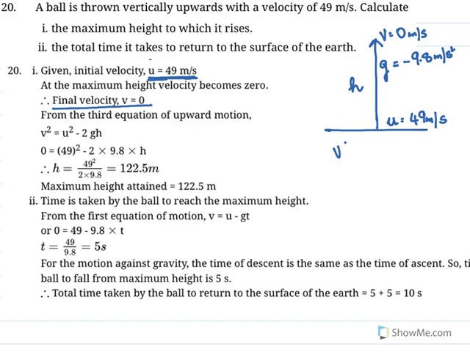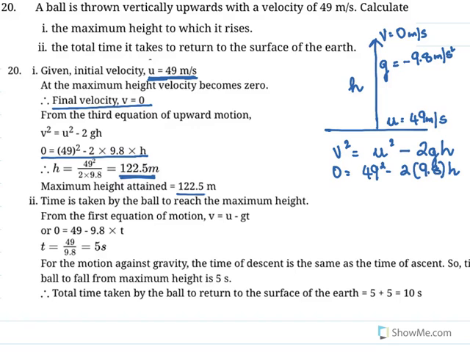So we use the formula v square equal to u square minus 2as, or instead of a and s you can write gh. And you put your values. Your v is 0, this is 49 square minus 2, 9.8h. And here is the calculation. So you get h equal to 49 square over 2 into 9.8, which comes as 122.5 meters. So the maximum height reached is 122.5 meters.